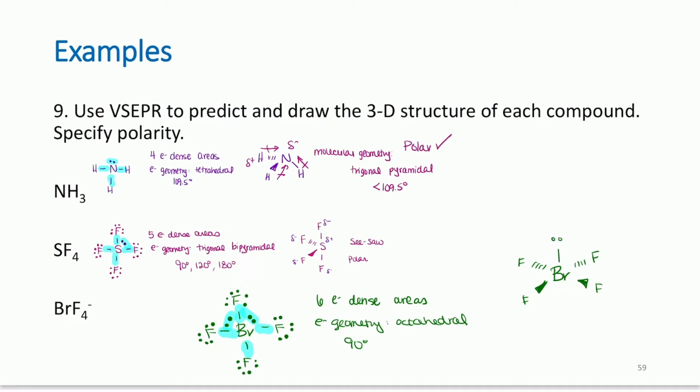In this case, I've got a lone pair here and a lone pair here. This is called square planar. And this is perfectly symmetric because it's bromine bonded to 4 fluorines. Why do I care that it's perfectly symmetric? Because perfectly symmetric molecules are nonpolar.